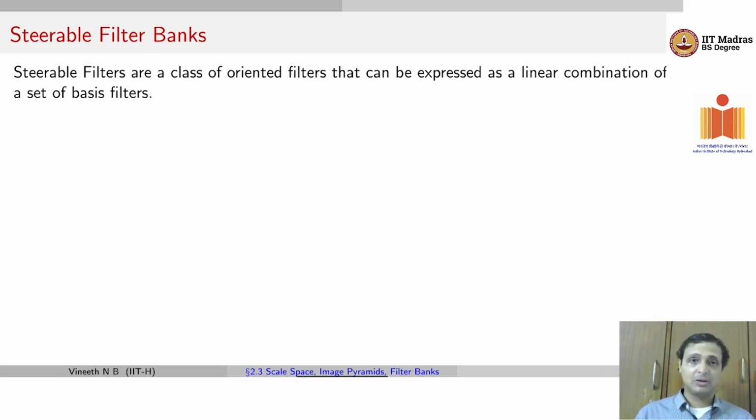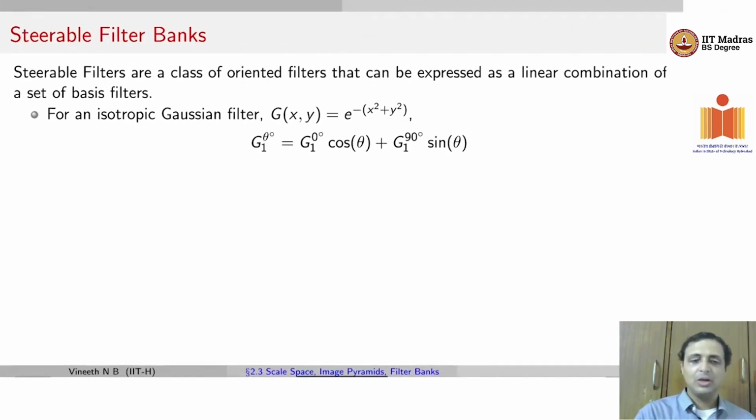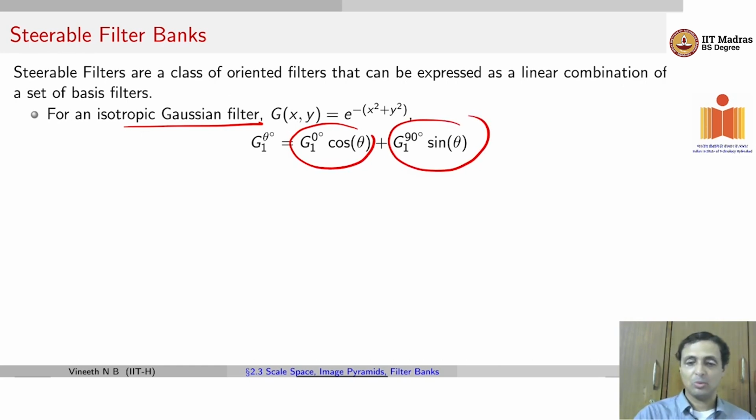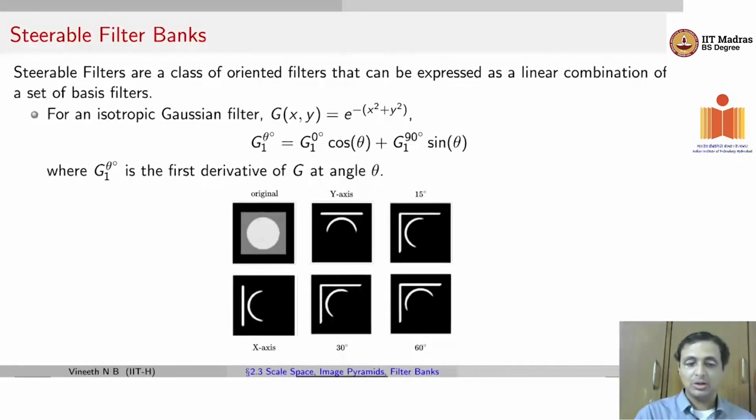There has also been another popular set of filter banks called steerable filter banks. Steerable filters are a class of oriented filters that can be expressed as a linear combination of a set of basis filters. For example, if you have an isotropic Gaussian filter, e to the power minus (x squared plus y squared), you can define a steerable filter as G1 cos theta plus G1 90 sin theta, where G1 theta is the first derivative of G at a certain angle theta.